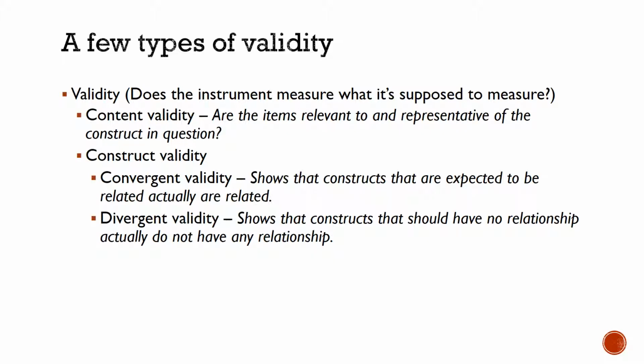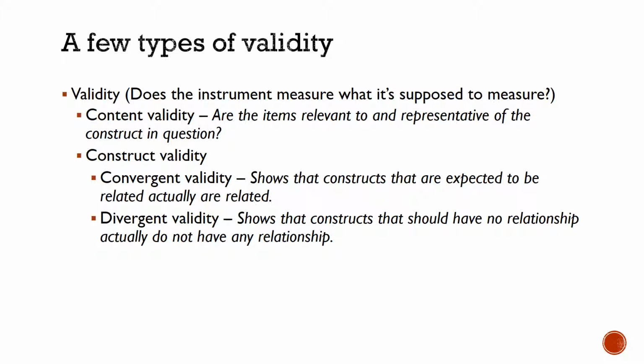So let's look at a few different types of validity. The first type is content validity. And when we consider content validity, we're asking, are the items relevant to and representative of the construct in question? Now, a researcher might demonstrate content and face validity by inviting others, such as reviewers or even the reader, to judge whether or not the items on the instrument fit well with the content they intend to express.